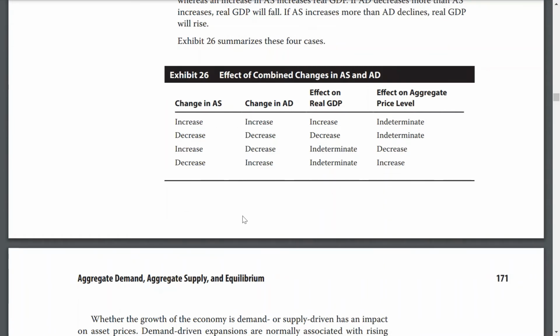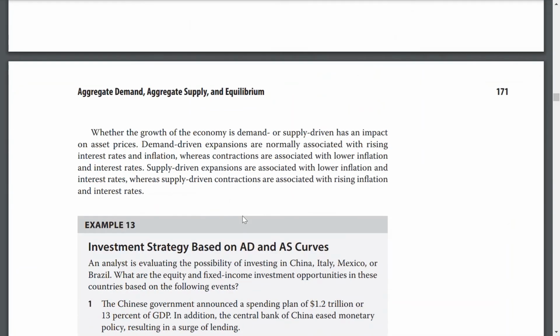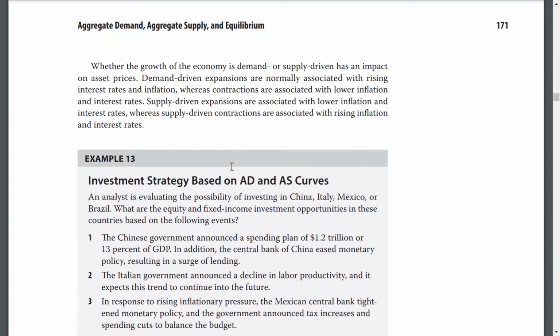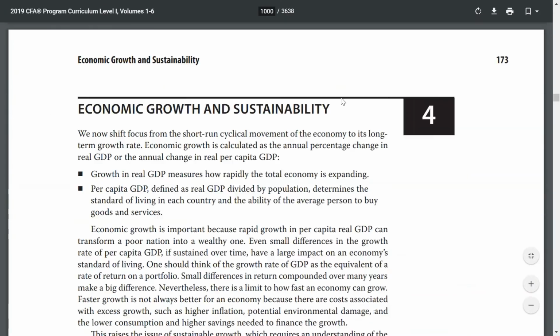Exhibit 26. Whether the growth of the economy is demand or supply driven has an impact on asset prices. Demand driven expansions are normally associated with rising interest rates and inflation, whereas demand driven contractions are associated with lower inflation and interest rates. Supply driven expansions are associated with lower inflation and interest rates, whereas supply driven contractions are associated with rising inflation and interest rates.